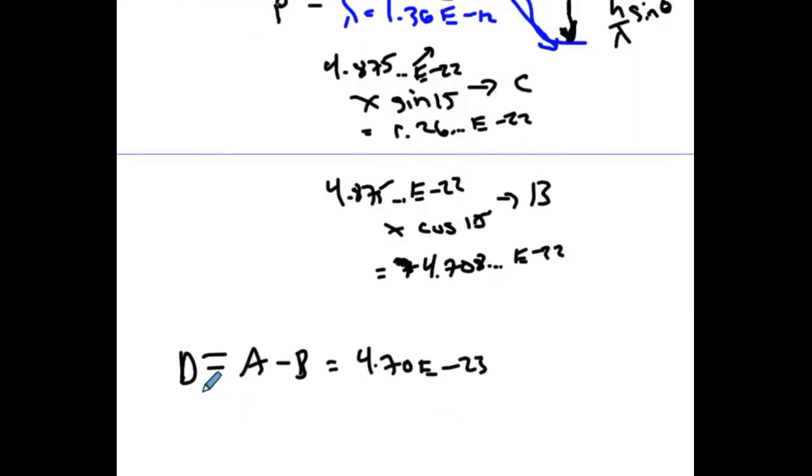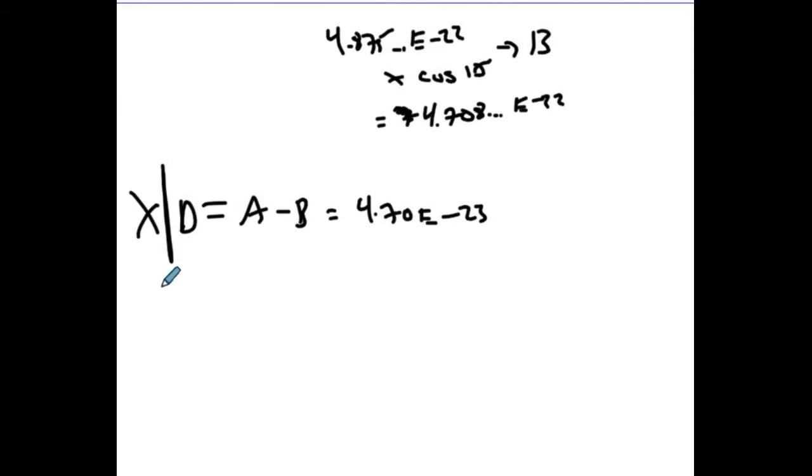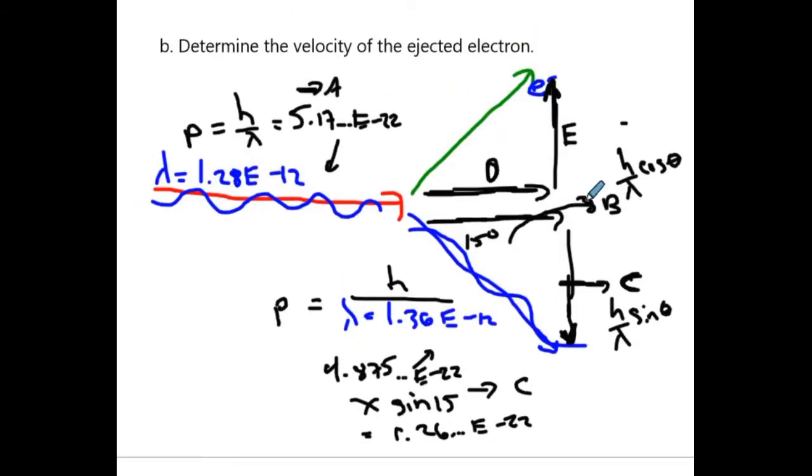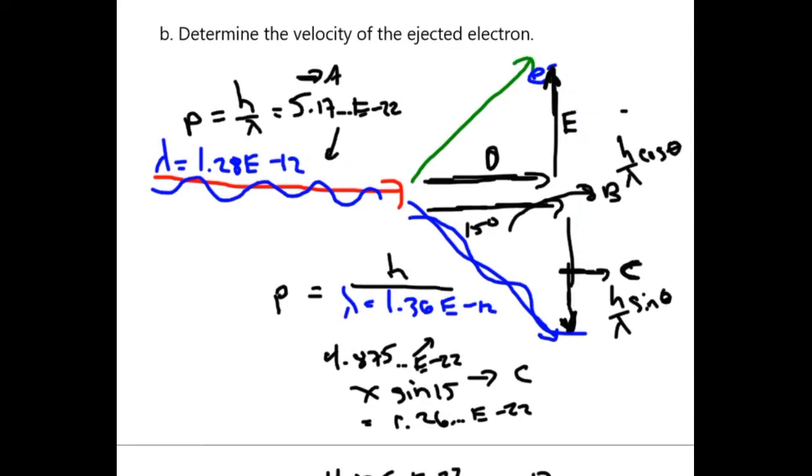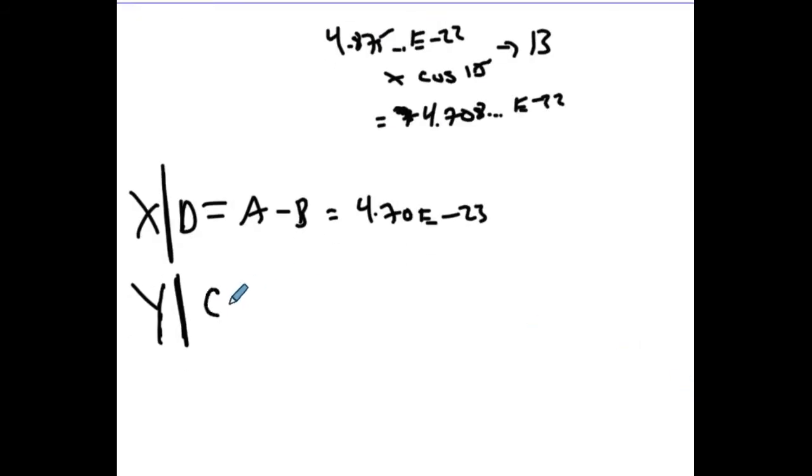I might even put a little note on that. So this is in the X direction. But I also need to know my Y directional amount. But in the Y direction, there was no incoming Y momentum. So that means that whatever I picked for C should be the same as E. So really C is E. And so what was C again? C was 1.26 times 10 to the minus 22.